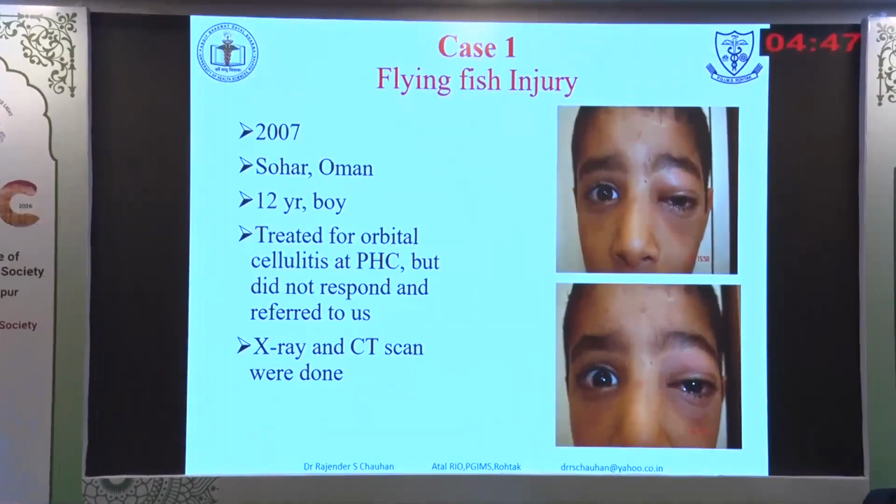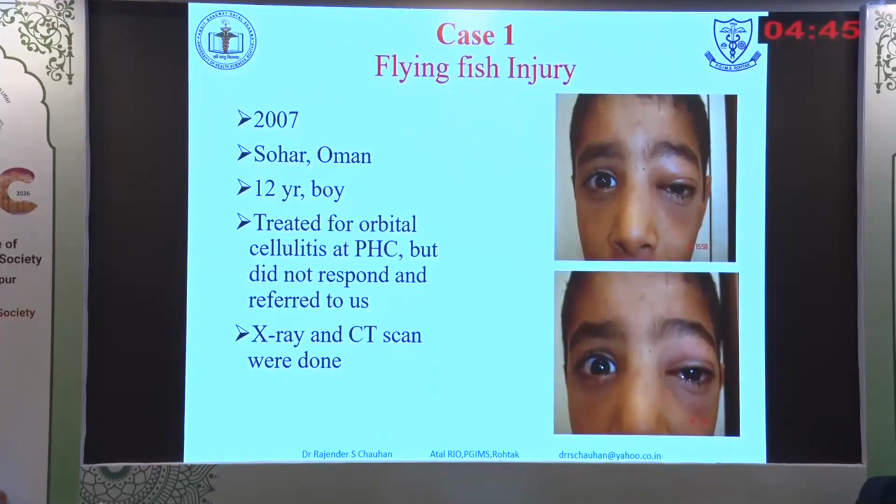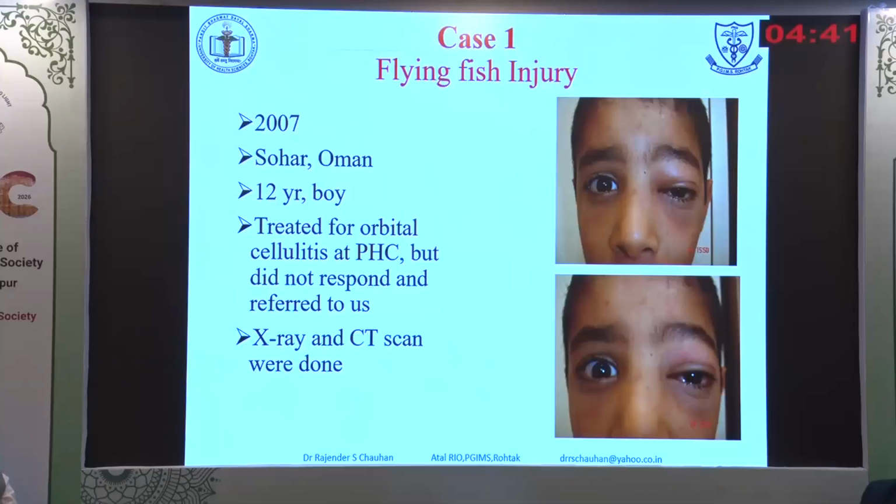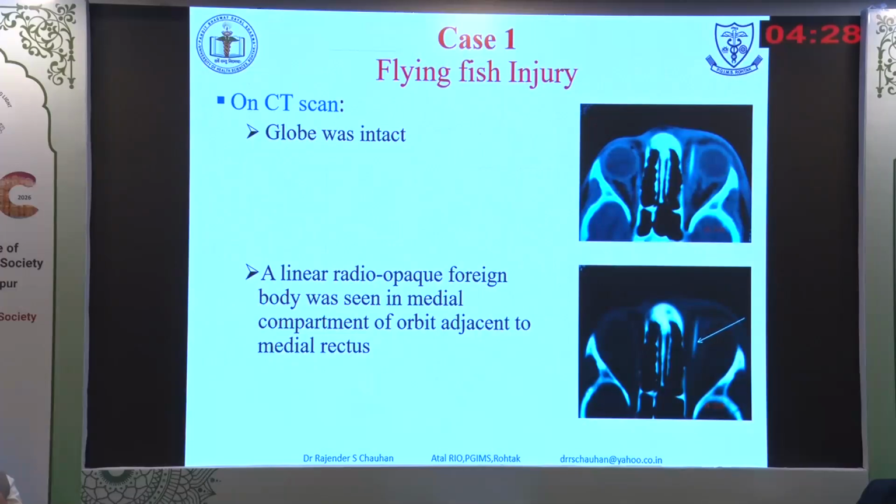It was in 2007 in the Gulf of Oman when a small child of 12 years of age was swimming in the sea. He was hit by some object and he developed orbital cellulitis. He was treated at the peripheral health center with antibiotics, but even after 10 days he was not relieved. So he was referred to us, and the X-ray didn't show anything, but then a CT scan was done.